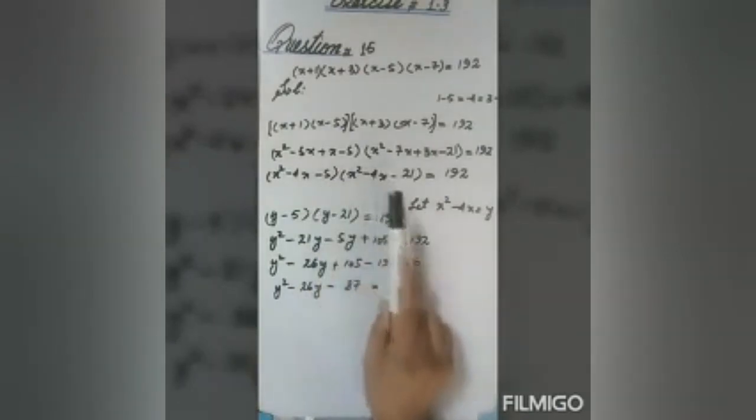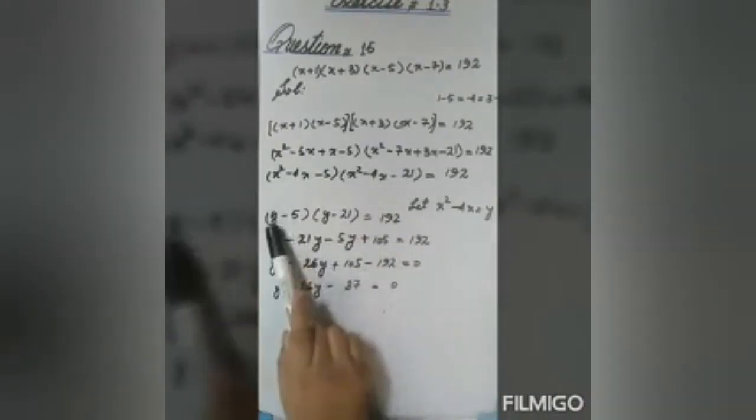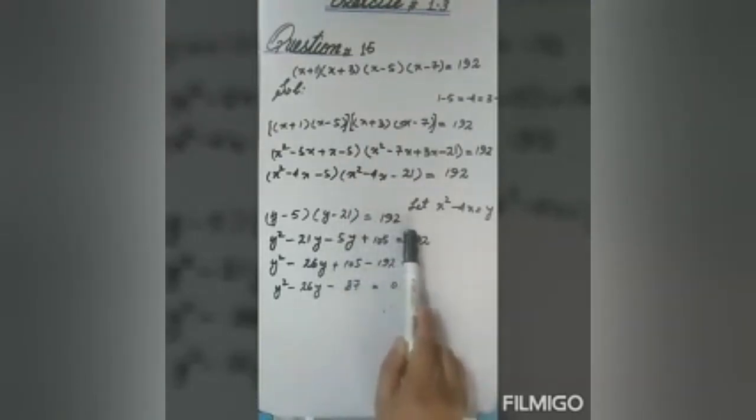So we will suppose x square minus 4x equals y. It becomes (y minus 5)(y minus 21) equals 192. Now we will multiply it: y into y is y square, y into minus 21 is minus 21y, y into minus 5 is minus 5y, and minus 5 into minus 21 is 105, equals 192. Now we will simplify: minus 21 and minus 5 give minus 26, and 192 will come to the left side, and finally we have our quadratic equation y square minus 26y minus 87 equals 0.